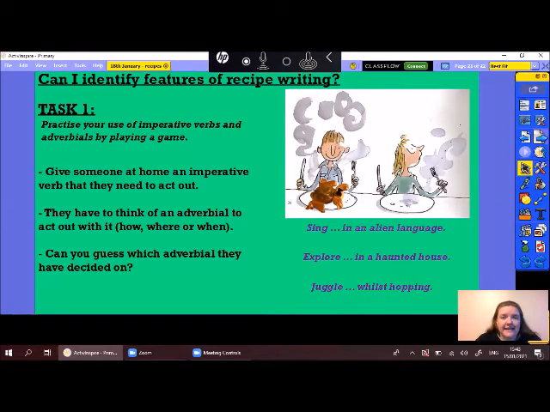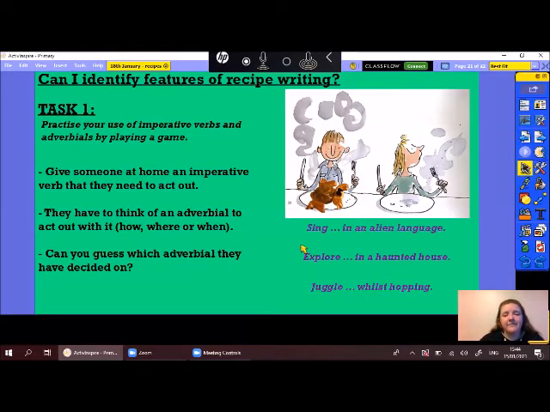Your first task today is to play a game using imperative verbs and adverbials. What you need to do is play with somebody at home. Give them an imperative verb that they have to act out. So the examples I've got down here are sing, explore, or juggle. They have to mime the verb you give them, but they're going to think of an adverbial that tells them how, when, or where to do it. Your job is to guess what adverbial they've chosen.